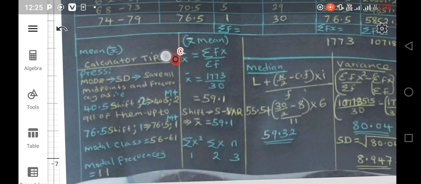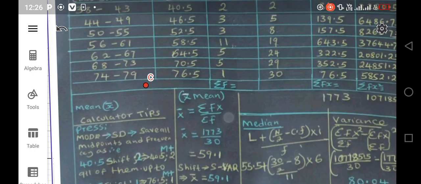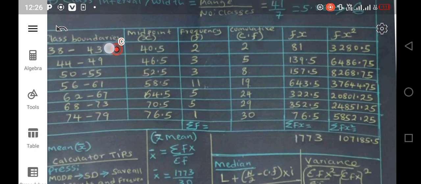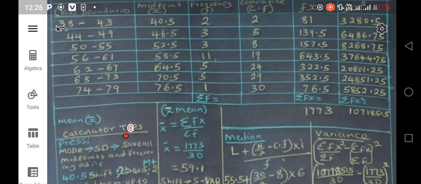Now, what if we use what we call calculator tips? You press MODE, SD, and you save all midpoints with the frequencies as follows. You come there, you place this one, you come to midpoints, you place them in your calculator. You can have the calculator fx-82MS, you press MODE. Once you see SD, you select it. You save all these midpoints.